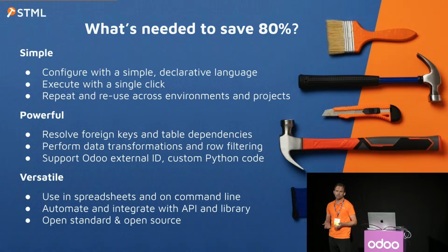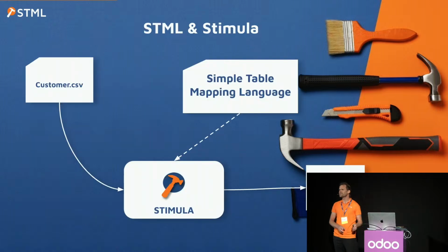Now then, of course, I want it to be versatile. I want to be able to run it directly from my spreadsheet. I want a command line. I want to be able to integrate it using an API or a library. And then, of course, I want it to be an open standard. I want it to be open source because, hey, all successful standards are open source. And this is the picture I had in mind.